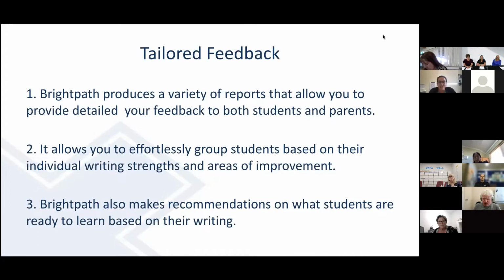It does allow you to group students based on their writing strengths and areas of improvement if you want to create writing groups within your class, just like you would with reading. And Brightpath makes recommendations on what they're ready to learn. So it's much better than everyone in year 4 is doing this. It's much more of a personalised approach to learning, which is great, because as we know, all of our students in year 4 are not at the same level. All of our students at year 2 are not at the same level.